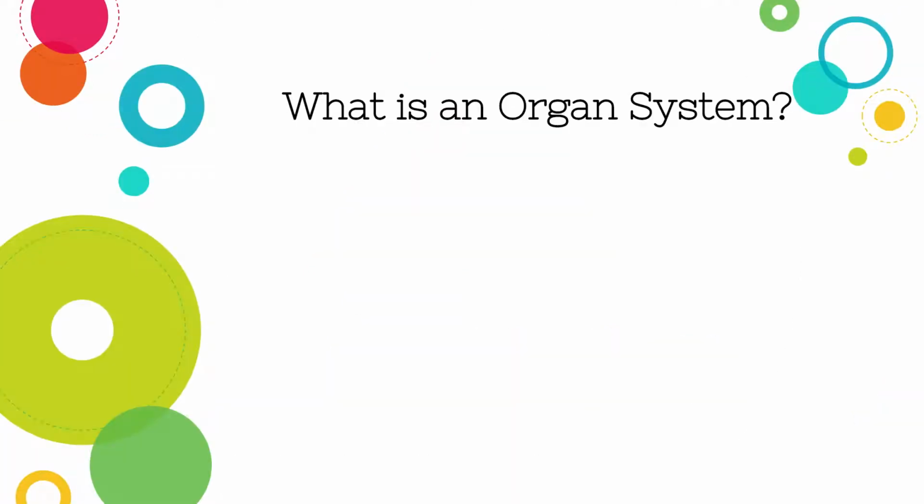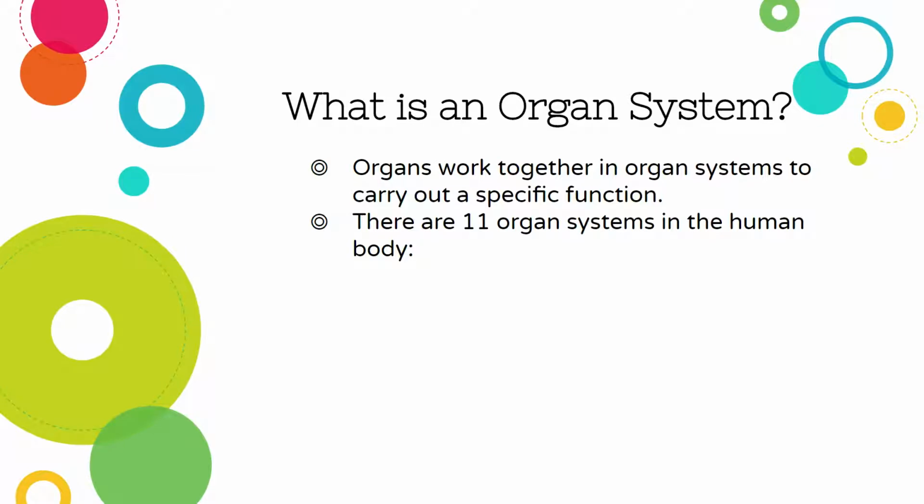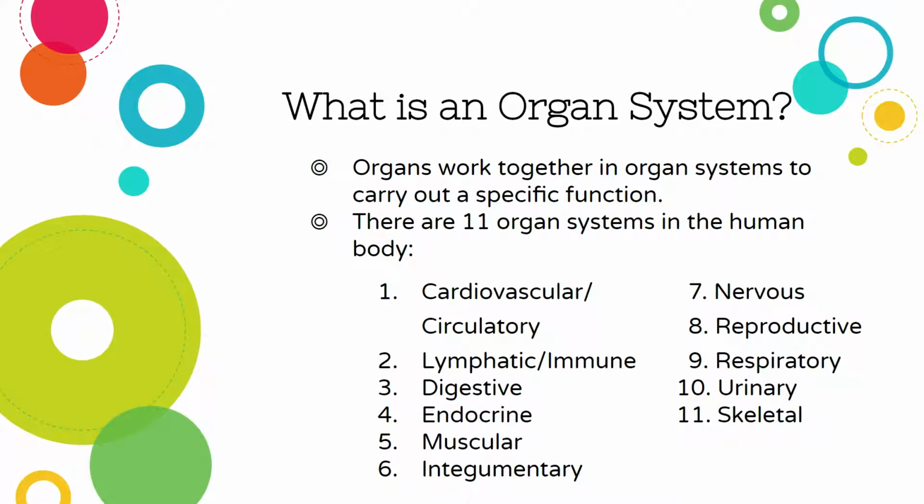So what is an organ system? Organs work together in organ systems to carry out a specific function. There are 11 organ systems in the human body: the cardiovascular or circulatory system, lymphatic or immune system, digestive, endocrine, muscular, integumentary, nervous, reproductive, respiratory, urinary, and skeletal.